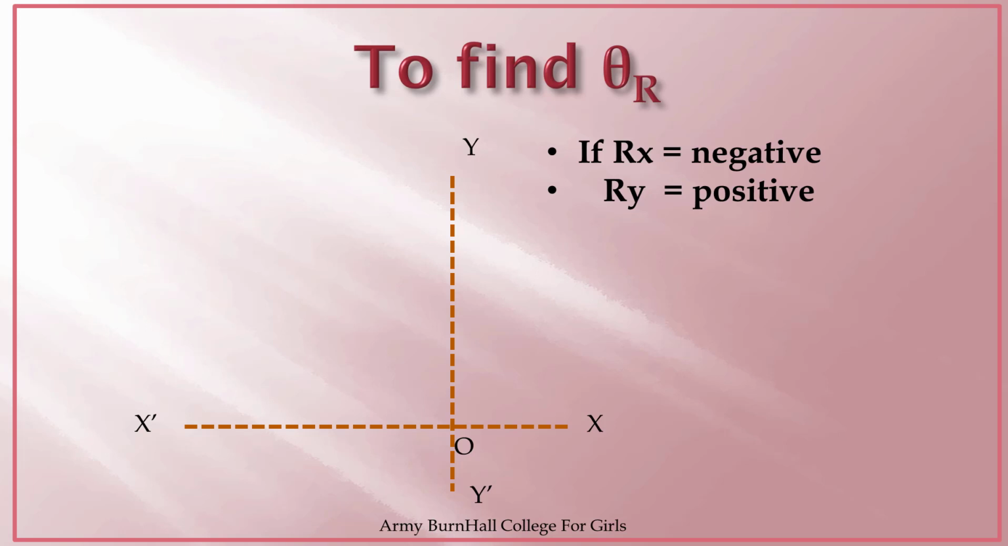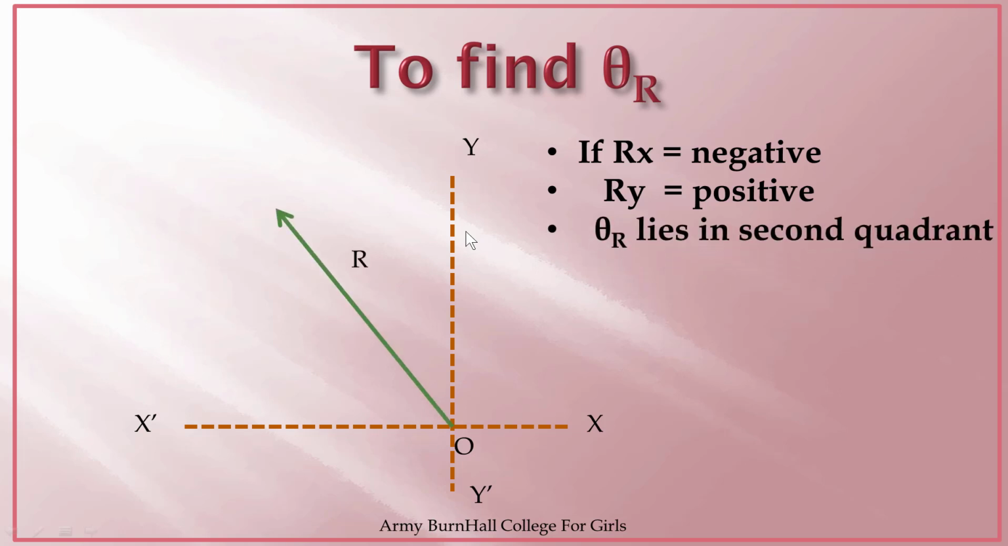We know that this condition is for the second quadrant, rx negative and ry positive. So if rx is negative and ry is positive, then theta r lies in the second quadrant. This is our resultant vector, which is making an angle theta with the x-axis of the second quadrant. But this is not our required theta, because according to the definition we have discussed, our required theta is from the positive x-axis in the anti-clockwise direction. So this is basically our required angle theta r.